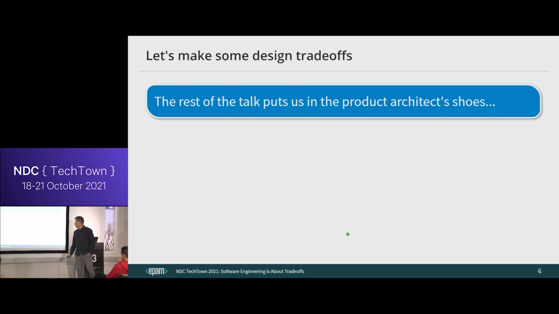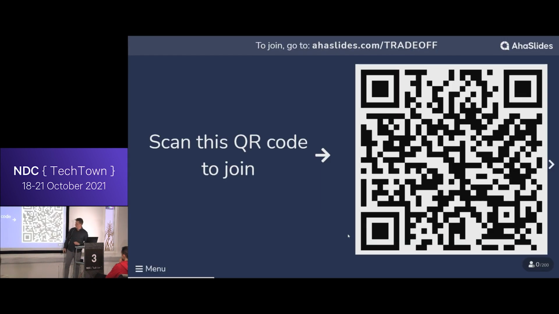During the rest of the talk, I will put you in the product architect's shoes. You are going to vote, provide your feedback, and make decisions as an architect. I hope that everyone took their black voting pen from the keynote for the voting. Do you have it? I think you don't. So unfortunately, we will use an alternative then. This one. I hope this one will work a bit better than during the keynote.